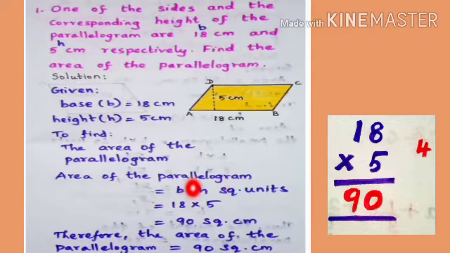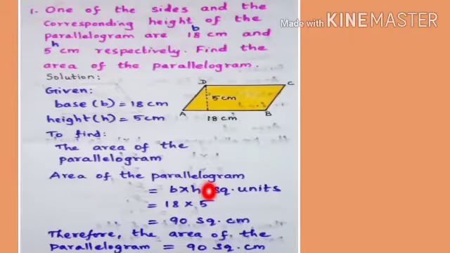So here base is 18 into H, height of the parallelogram is 5. So 18 into 5 is 90 square centimeter. So students, here don't forget to put the unit. So for area we have to put the square units. Okay, so don't forget to write down the units. So therefore the area of the parallelogram is 90 square centimeter.